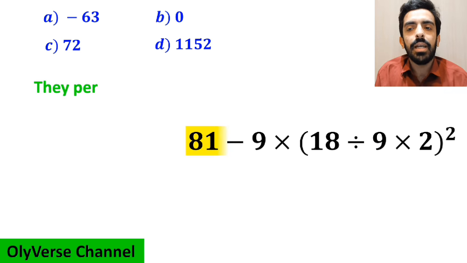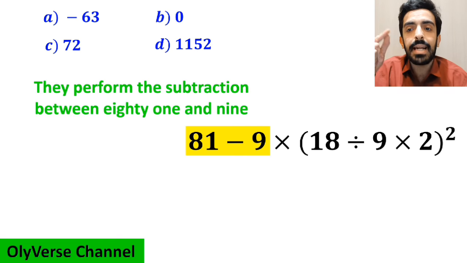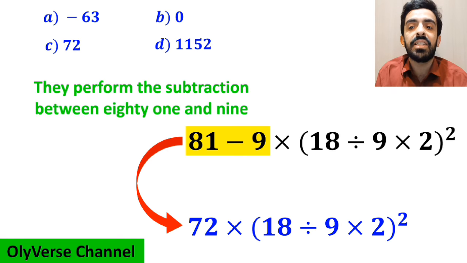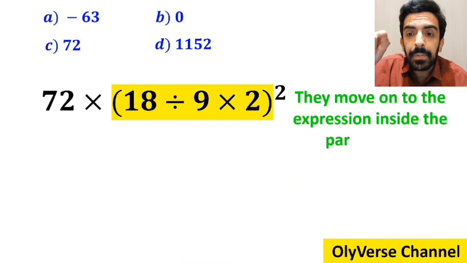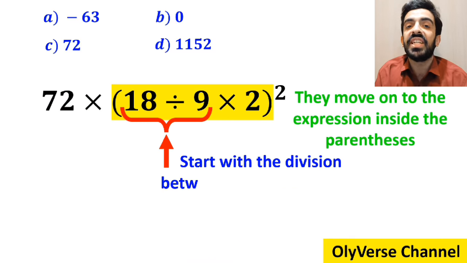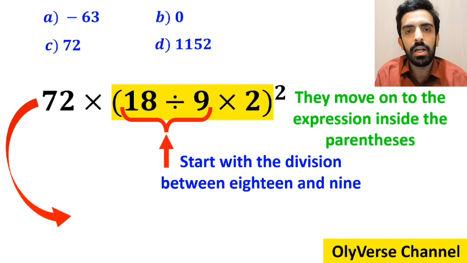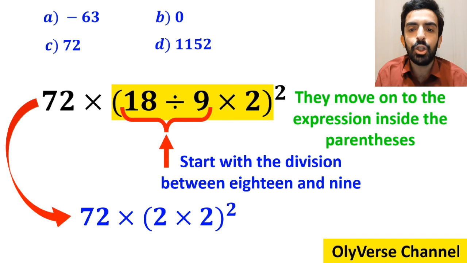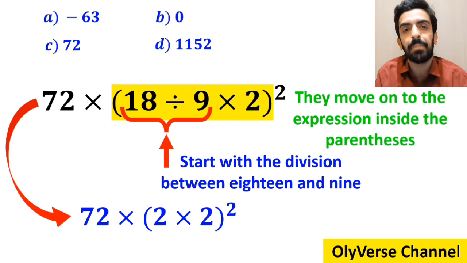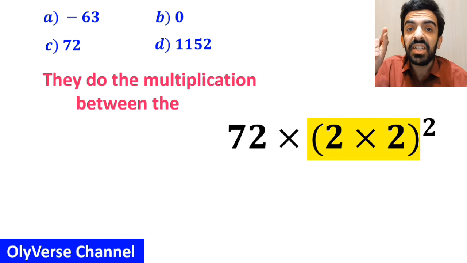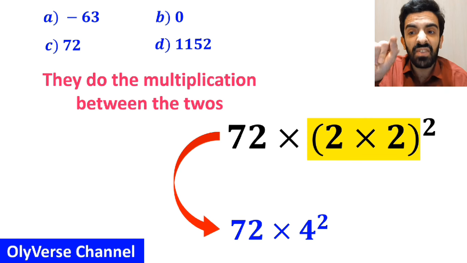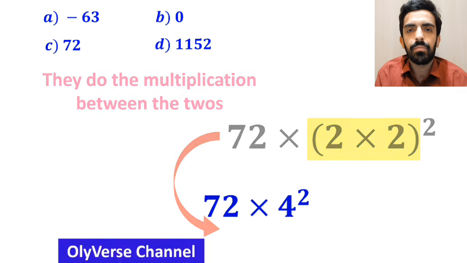In the next step, they perform the subtraction between 81 and 9 and write this expression as 72 multiplied by (18 divided by 9 times 2) all squared. Then they move on to the expression inside the parentheses and start with the division between 18 and 9. So they simplify this expression to 72 multiplied by (2 times 2) all squared. Next, they do the multiplication between the 2's and write this expression as 72 times 4 squared.